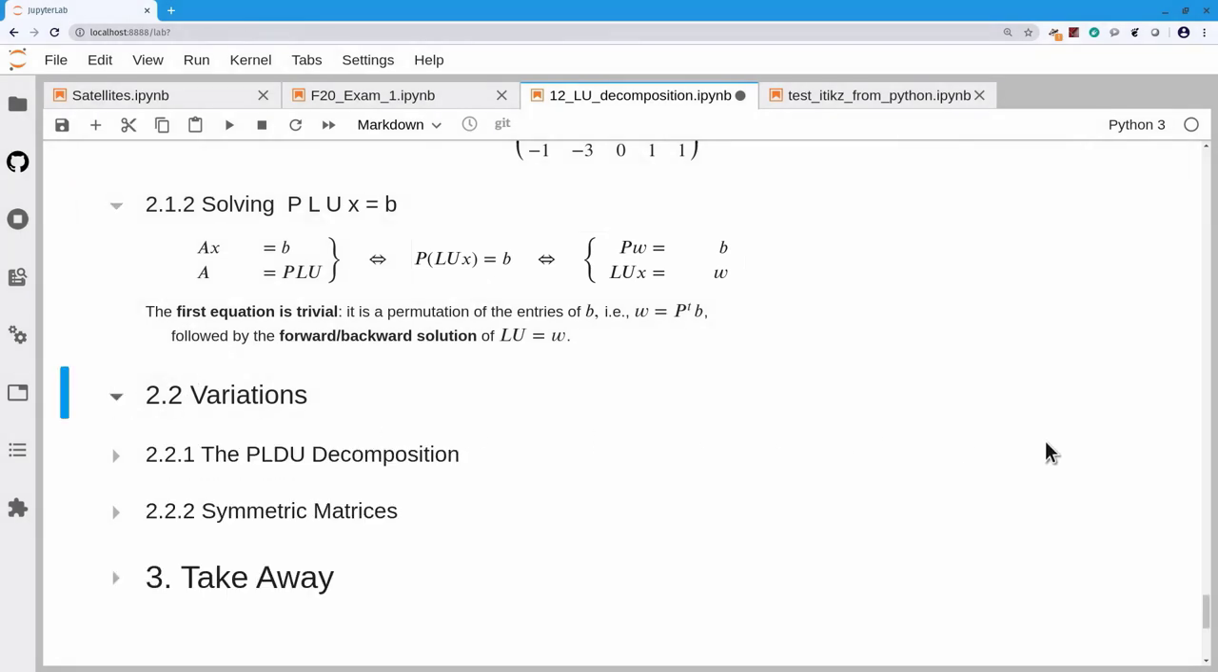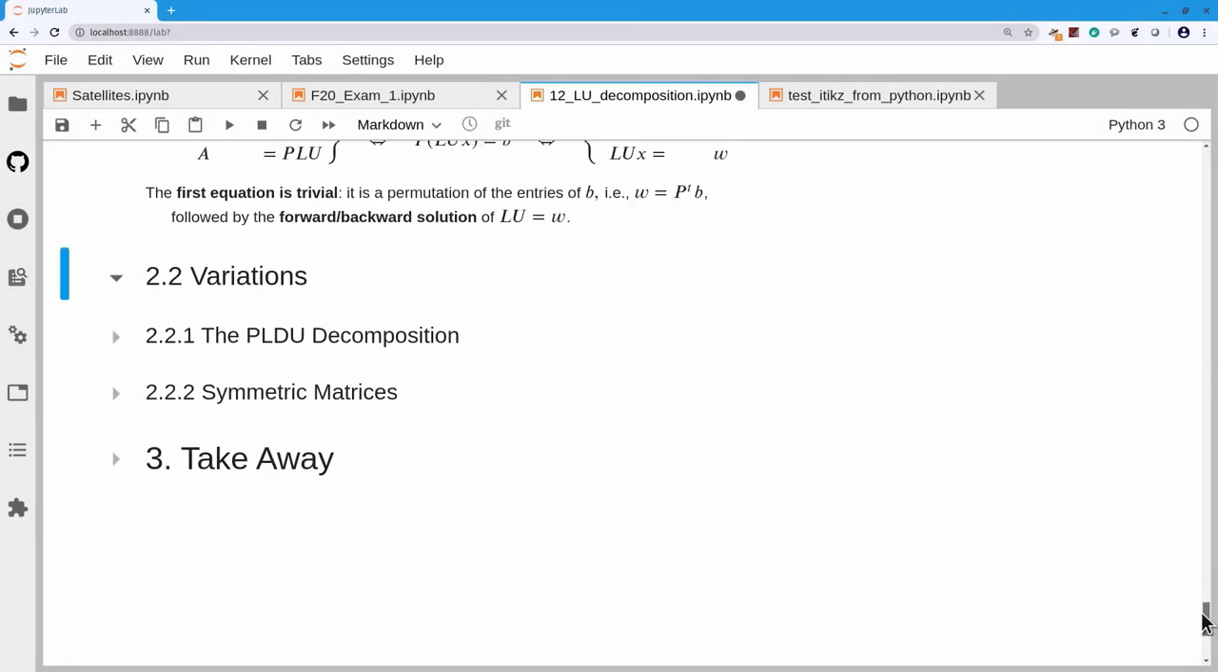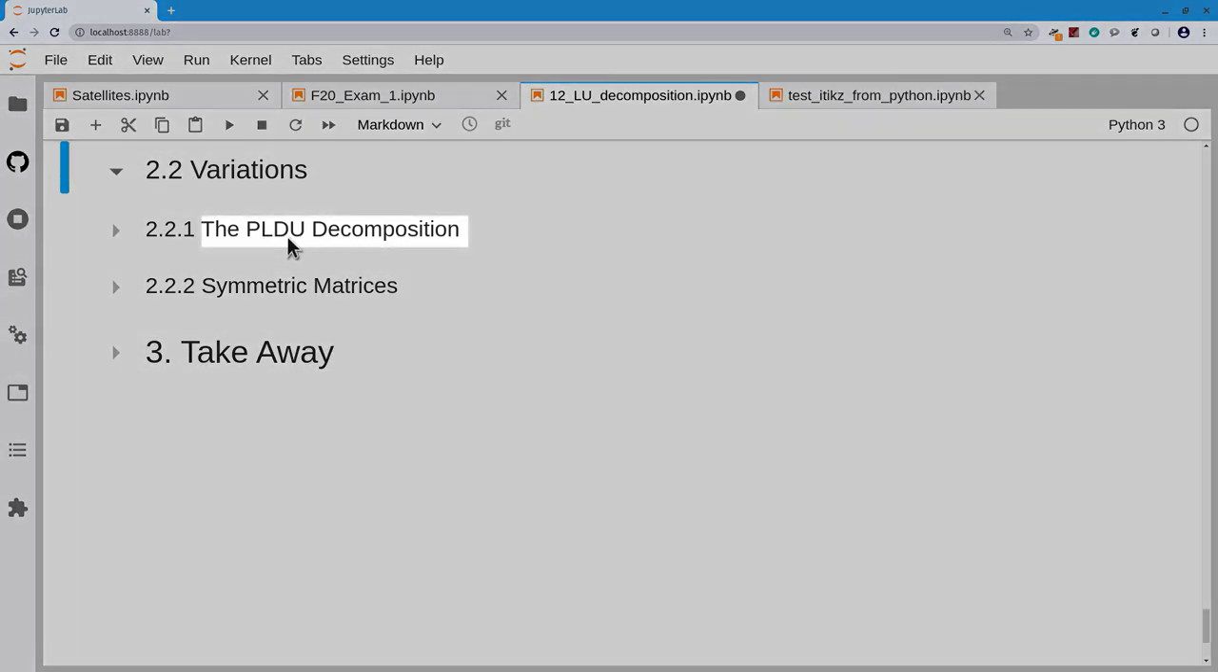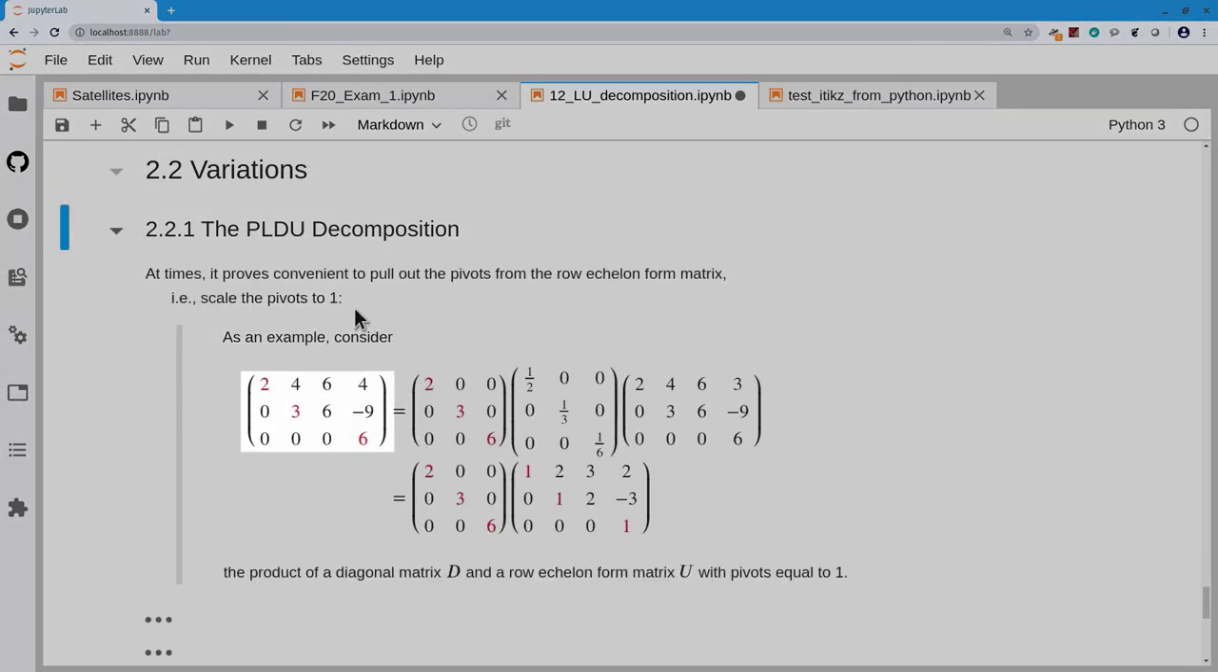There are a number of variations to the PLU decomposition. One of them is the PLDU decomposition. Basically, what I can do is, if I have a row echelon form matrix like here with pivots 2, 3, and 6, I can try and pull the pivots out. I'll write my pivots into a matrix here, 2, 3, 6. And then, of course, I have to undo that if I want to multiply it in. I'll write the inverse of it right next to it.